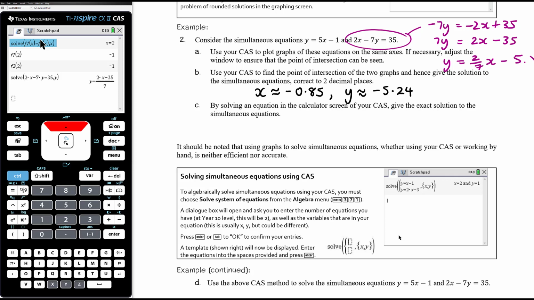I've just scrolled up by using the up arrow. I'm going to press enter, and that will copy that line down here. I can edit it if I need to, but in this instance I don't need it to. This is exactly what I want it to do.